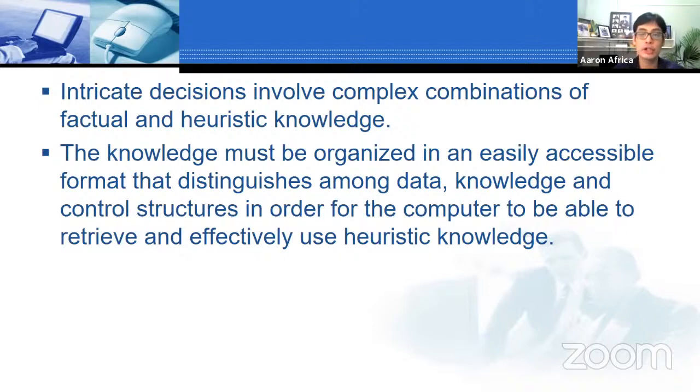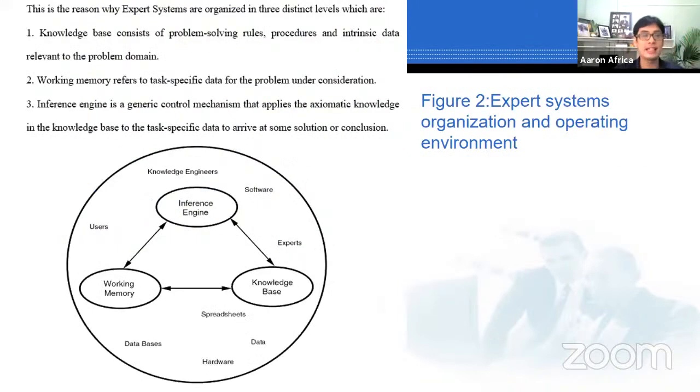Now, complex knowledge combinations. There are factual and heuristic knowledge. The knowledge, of course, must be organized in an easily accessible format among the data, knowledge and control structures. Actually, this is what we did: converting the one I discussed earlier, data structure 1 to data structure 2. Data structure 1 is in the form of notes. In data structure 2, we made it into a distinguishable format so it can be converted using Rapset theory in mathematical form. We can already use mathematical systems on it. Now, this is just an example.